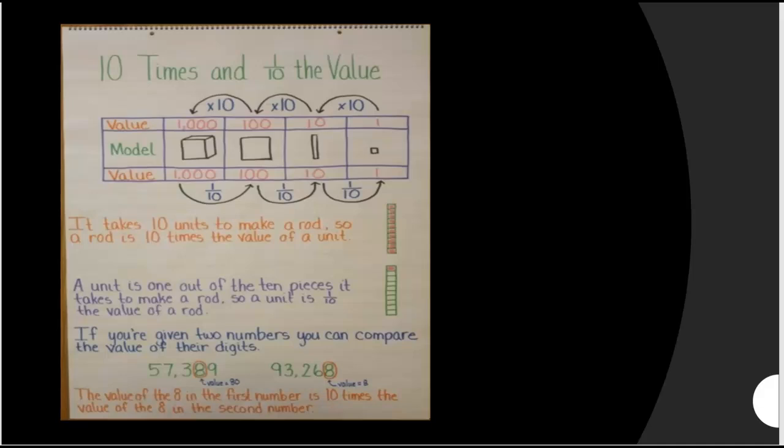So if you notice, they've got the value of the power of 10. So we've got our ones, our tens, our hundreds, and our thousands. And this is just dealing with whole numbers. So if you notice, each time you move from the ones to the tens place, you're multiplying by 10. From the tens place to the hundreds place, you're multiplying by 10 again. From the hundreds to the thousands, you're multiplying by 10 again.